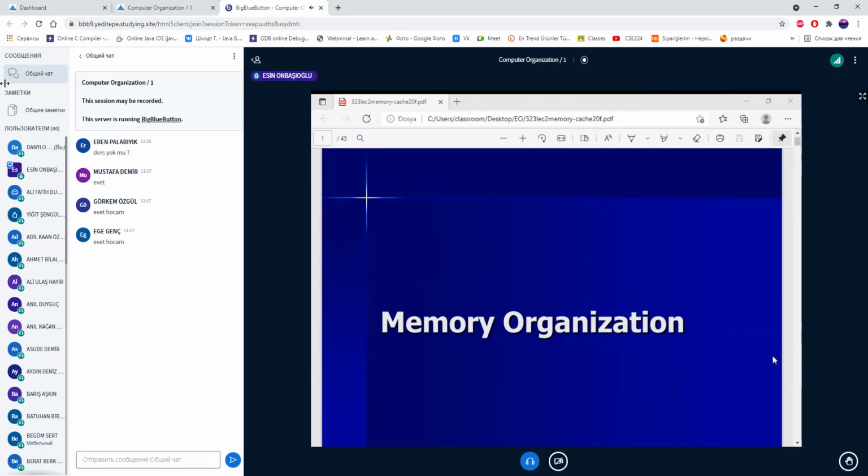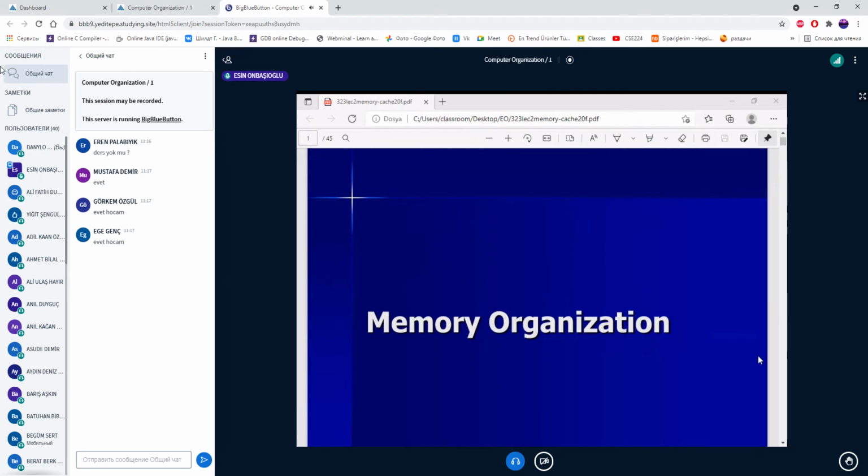Okay, so today we'll continue with memory organization. Last hour I explained how we connect the internal units in the memory, main memory. We said that it consists of RS flip-flops, and using select and read-write inputs, we can store something in that cell, and we can read something from that cell.